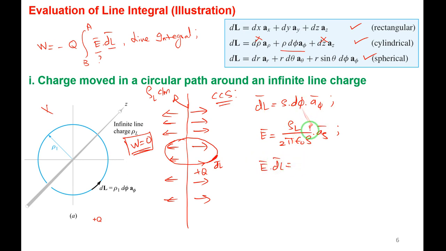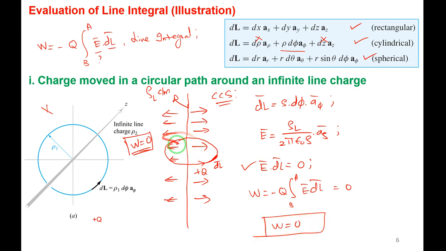Okay, we will multiply the components. Just observe here: a_rho dot a_phi. They are mutually perpendicular to each other. If I take the dot product of these two unit vectors, a_rho dot a_phi, it will be 0. Hence, if I substitute in the final formula, work done W is equal to minus Q integration of E dot dl, from initial position to final position, it will be 0. Hence, the work done is 0 because E dot dl is 0, right?